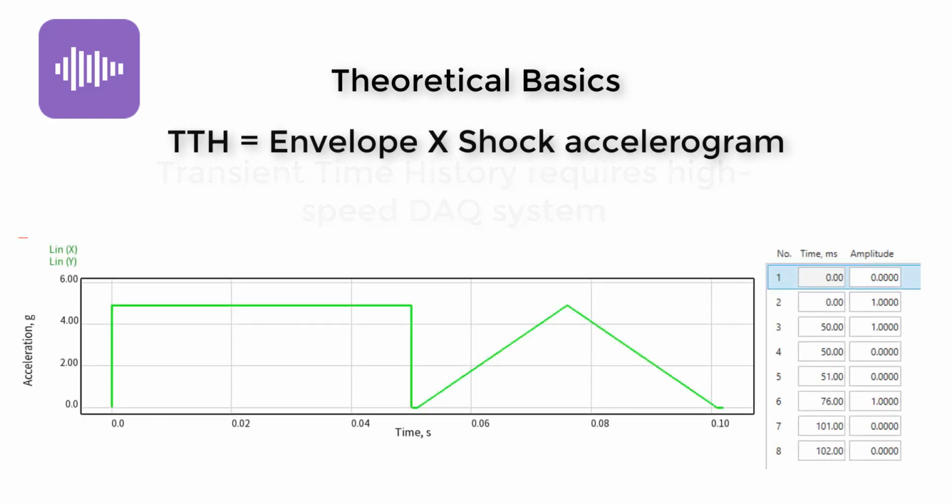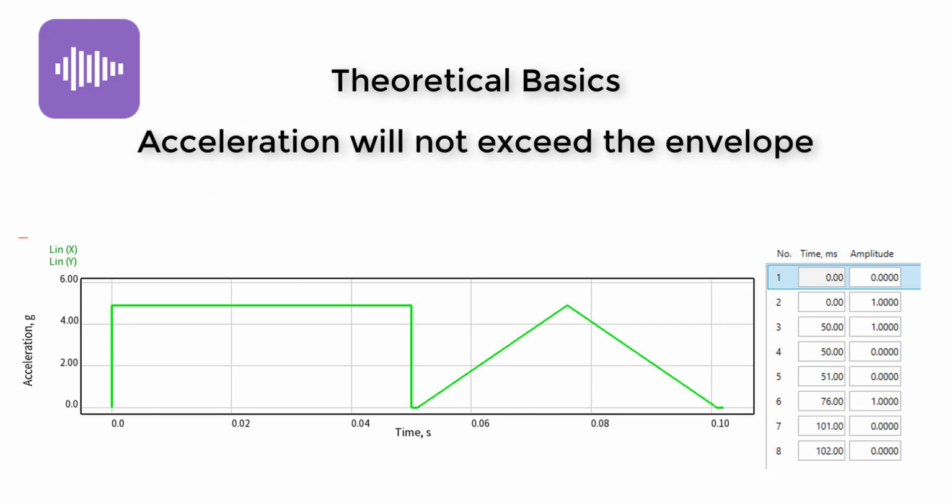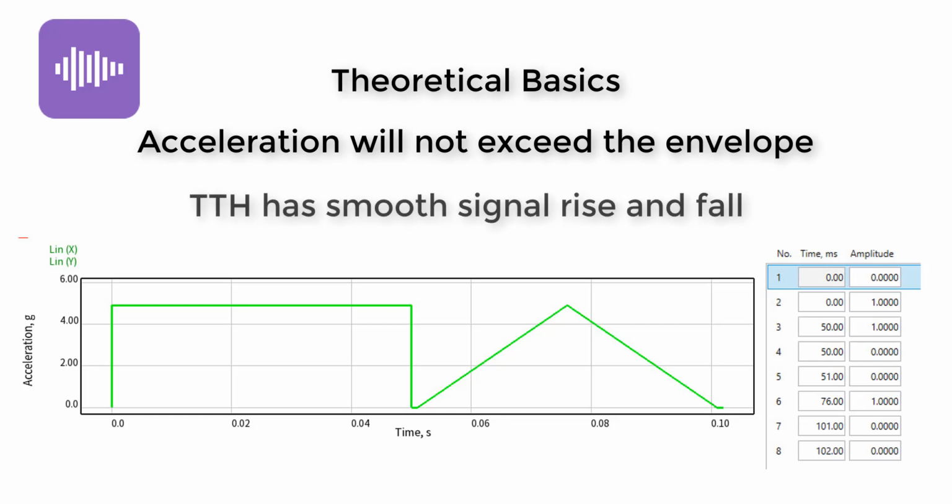A shock accelerogram is formed by multiplying the base signal, sine, trapeze, etc. by an envelope. As the base signal is always formed in the range from -1 to 1, after multiplication, the acceleration by module will not exceed the envelope. The envelope, together with the base signal, provides smooth rise of the signal at the start of accelerogram and smooth signal fall at its end. It helps to eliminate sharp leaps of signal on the vibration shaker.